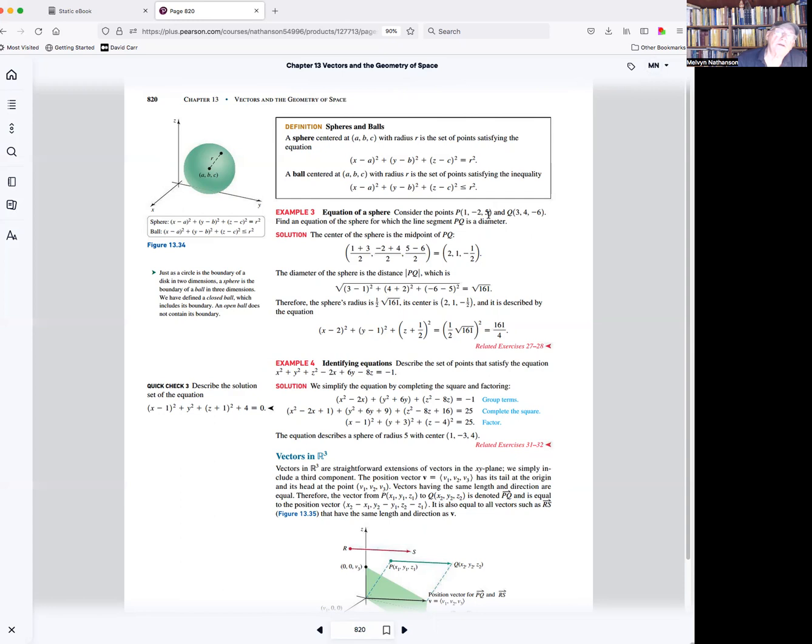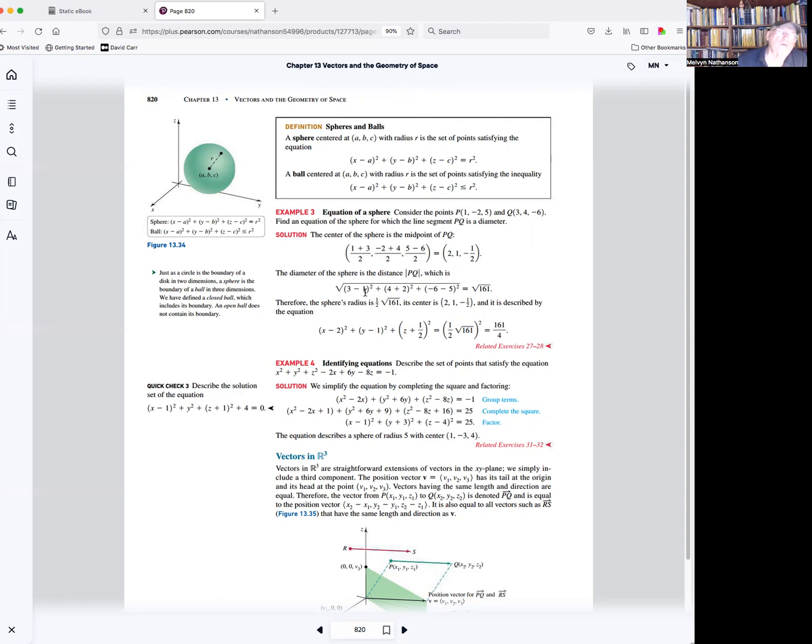And the average of the z coordinates, 5 and -6, is -1 over 2, or -1/2. So this will be the center of the sphere. And what will be the radius of the sphere? Well, the diameter of the sphere is the distance from P to Q.